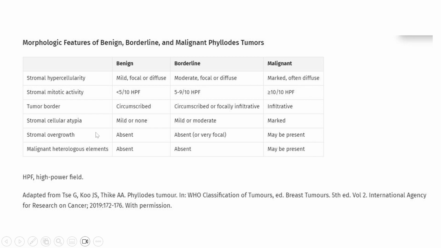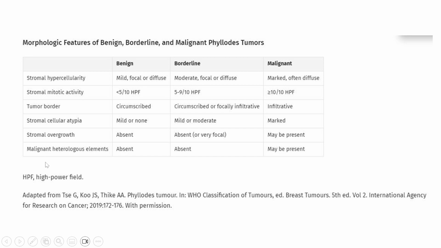And also stromal overgrowth is a really good phenotype. What does that mean? Stromal overgrowth means when you use the 4x objective, you can just see the stroma area, and nowhere can you find the epithelial component. That's stromal overgrowth. So it may also be a hint for malignancy.